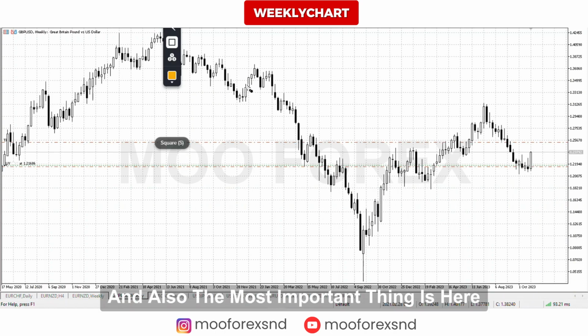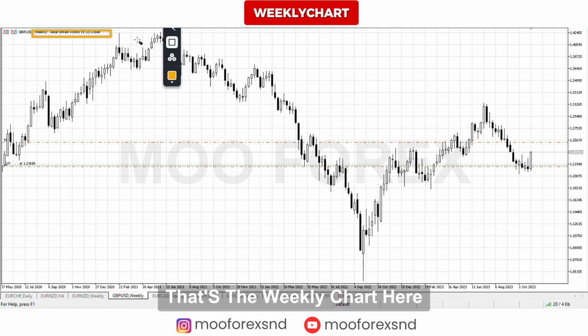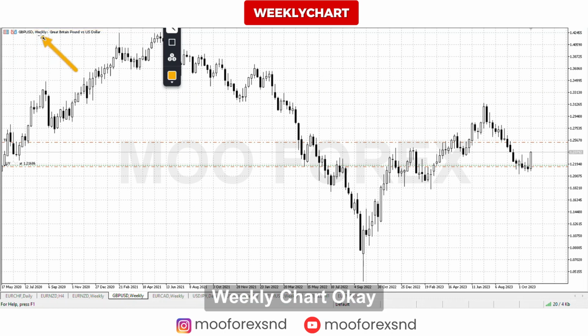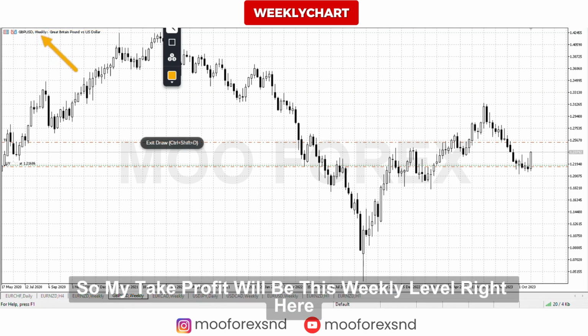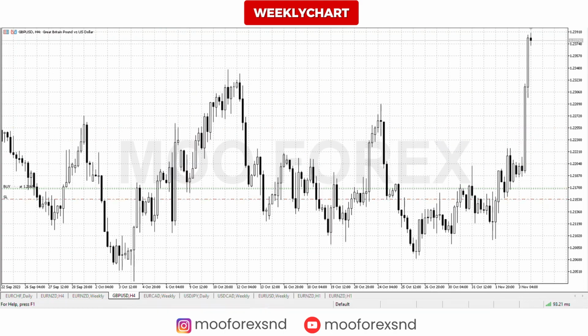Let me see how many points. And also the most important thing is here, as you can see, this is the weekly chart right now, the GBPUSD weekly chart. So my take profit will be this weekly level right here, just a little below that order block. Now let me show you the points, just 1 second.